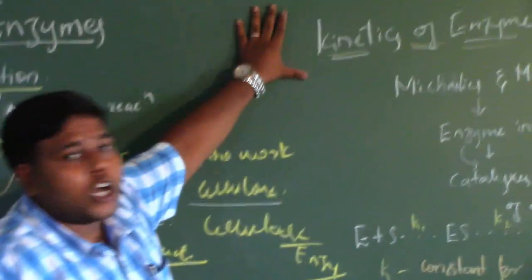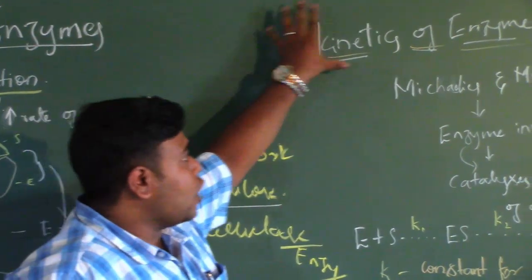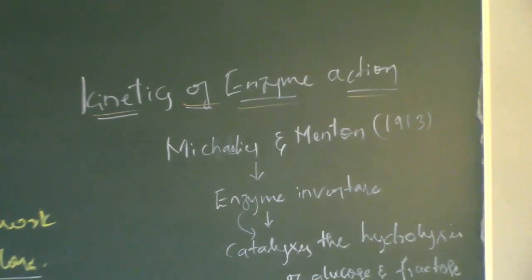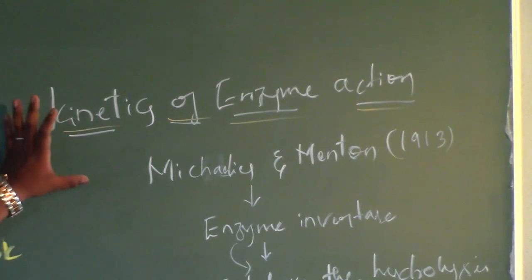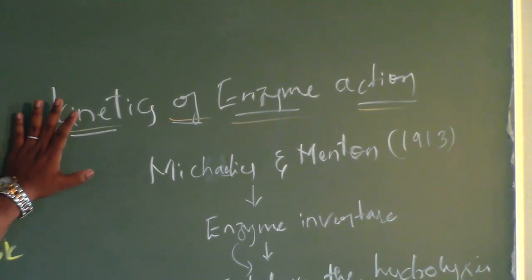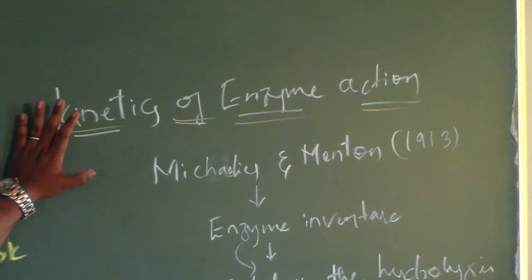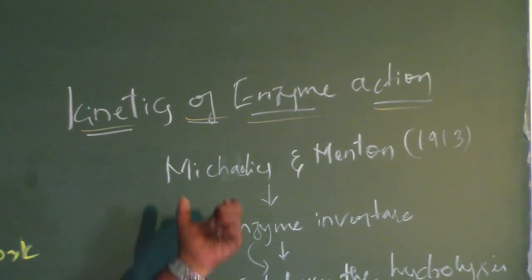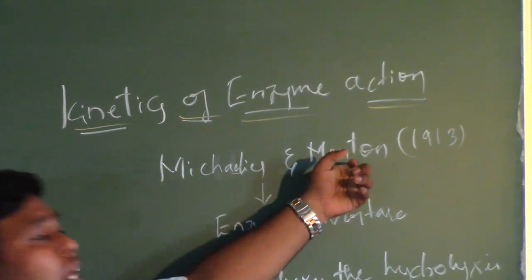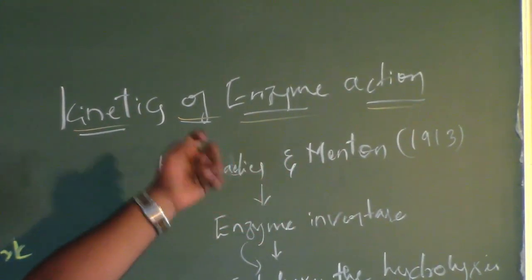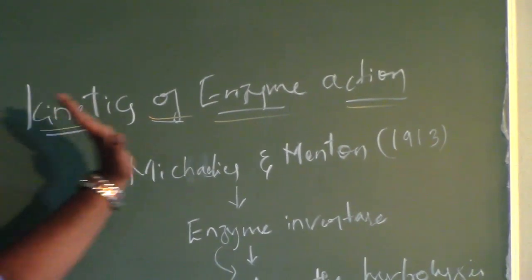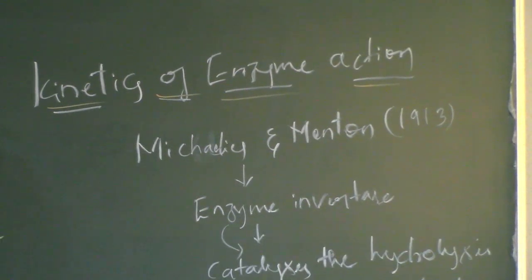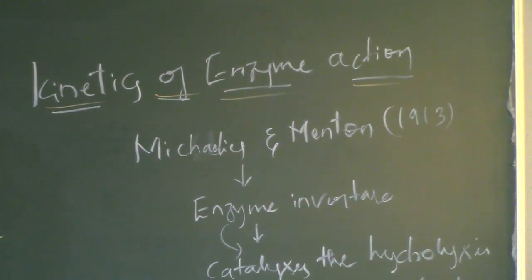The next topic we are going to discuss here is the kinetics of enzyme action. In our previous topic we learned about the mechanism, and in this topic we will be learning about kinetics. What are all the kinetics involved in an enzyme substrate complex, or how the enzyme will work. This was contributed by two great scientists named Michaelis as well as Menton. Both were awarded for their work on the kinetics of enzyme action. Michaelis and Menton discovered this kinetics in the year 1913.